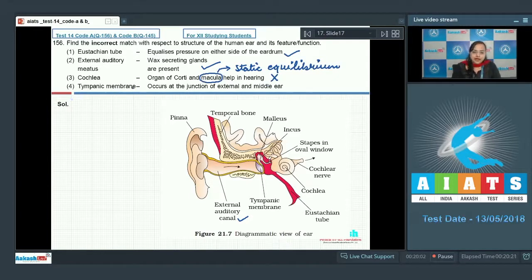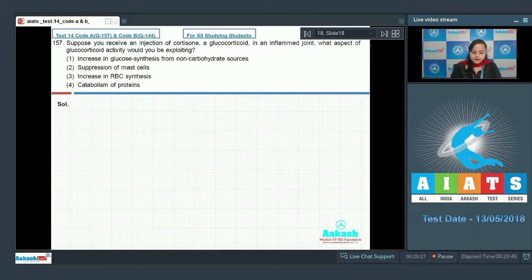Option 4 is given tympanic membrane, and tympanic membrane also known as eardrum, and it occurs at the junction of external ear and middle ear. So this is a correct match here, since tympanic membrane is present at the junction of external ear and middle ear. So among the given options, option 3 is an incorrect match and is also the answer for our question. So let's proceed to our next question.